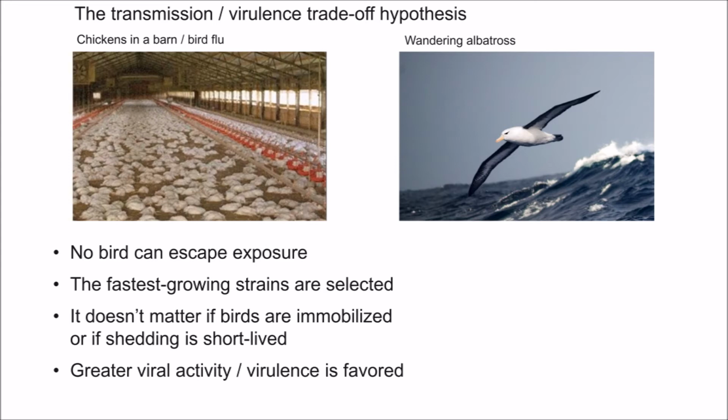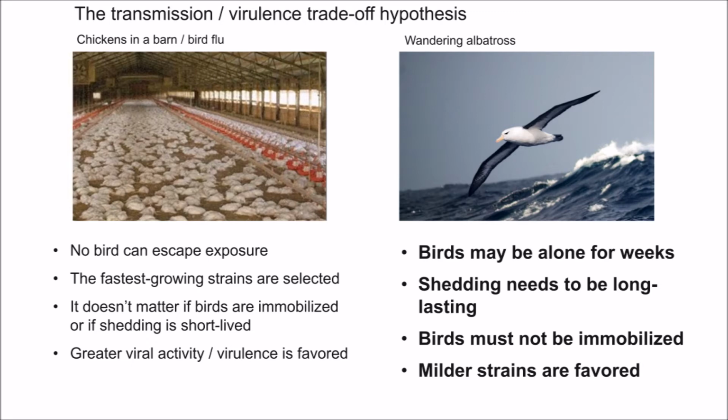So if the host dies, but the pathogen has already been spread to another 5 or 10 birds, then that strain is still going to be selected. And in these conditions, greater viral activity and greater virulence is favoured. Now, if you think about the wandering albatross, the birds are going to be alone for weeks on end, so shedding now needs to be long-lasting because the bird needs to be shedding virus when it meets another member of its own species.